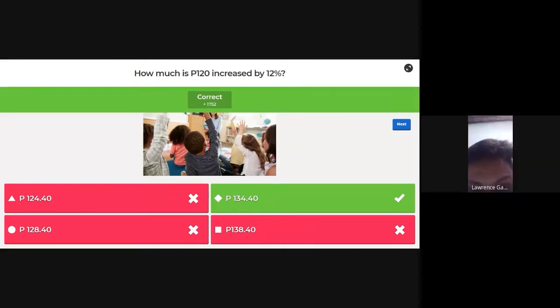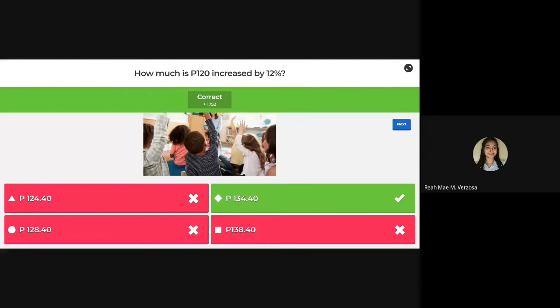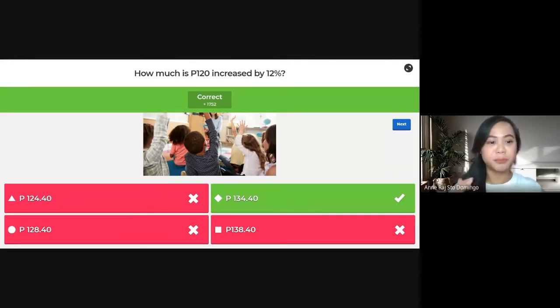Bakit natin pinlas? Tama ba? Yes, that is correct. Kasi po it is a percentage of increase po. Yes, it is percentage. So, it's increased. That's why we need to add the 12% of 120. Kasi yung value natin, 120 pesos, then we increase it daw with 12%. So, we have the 12% of 120.